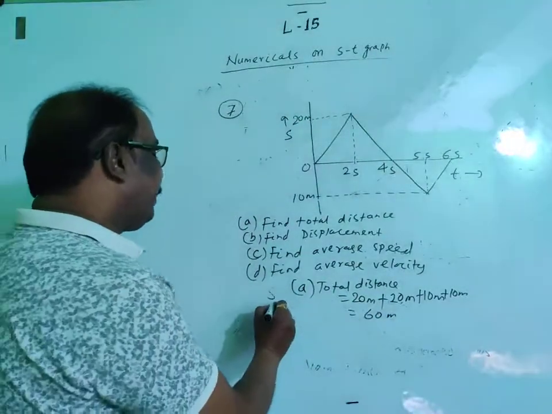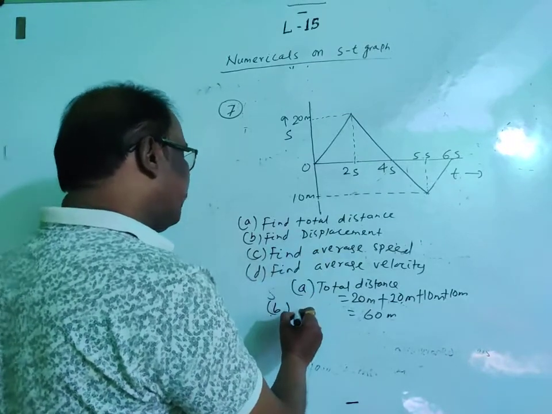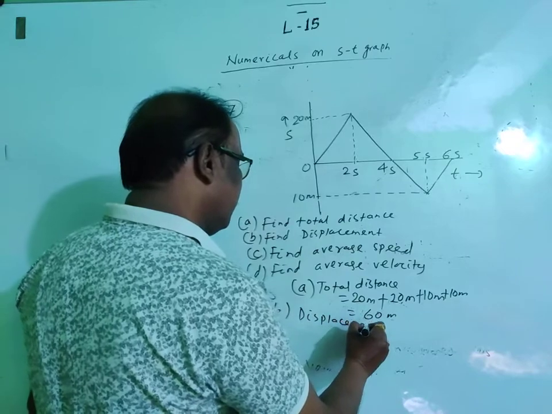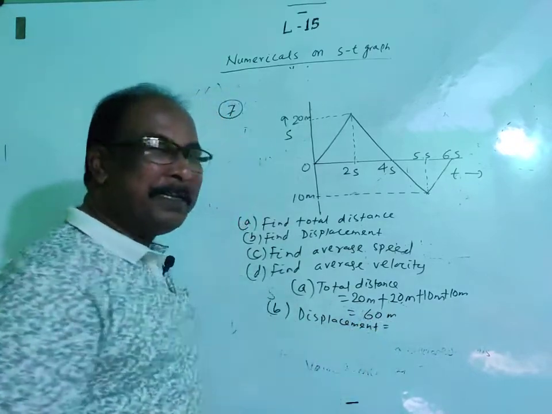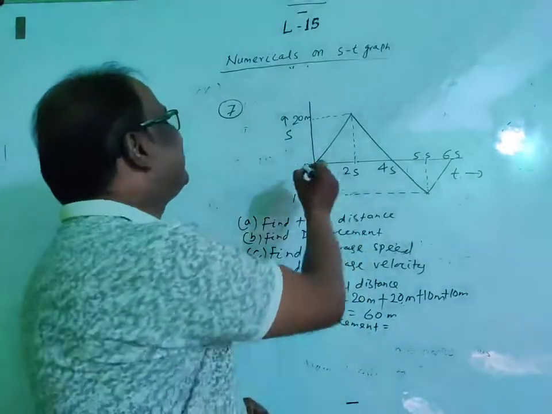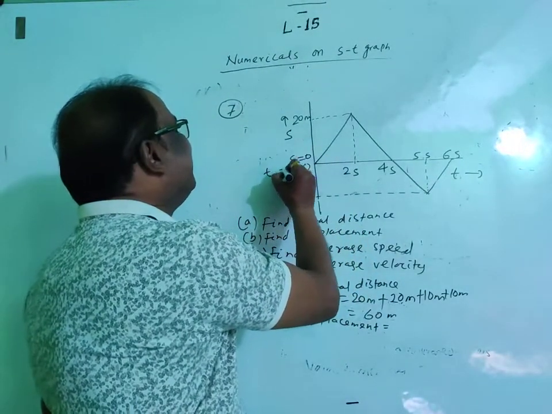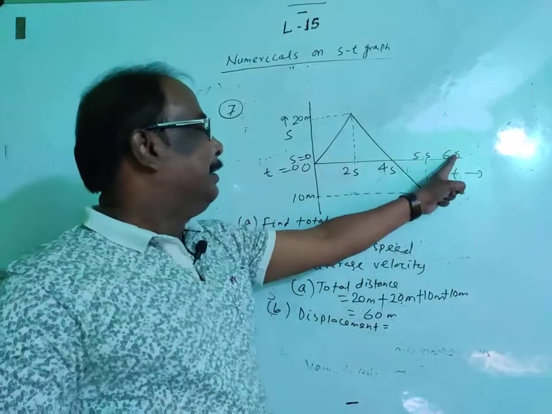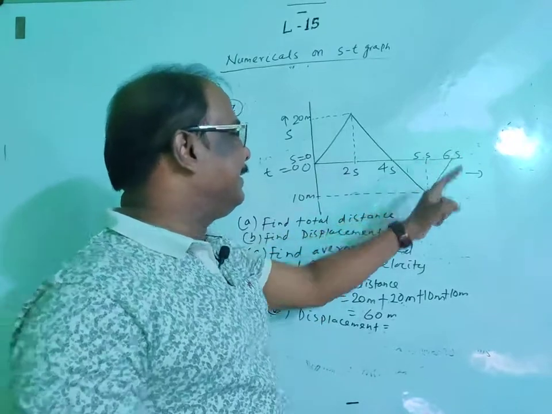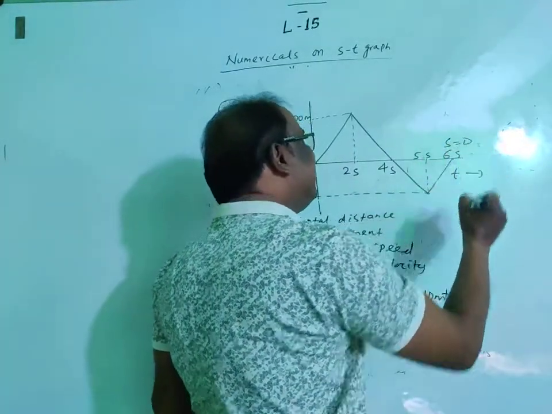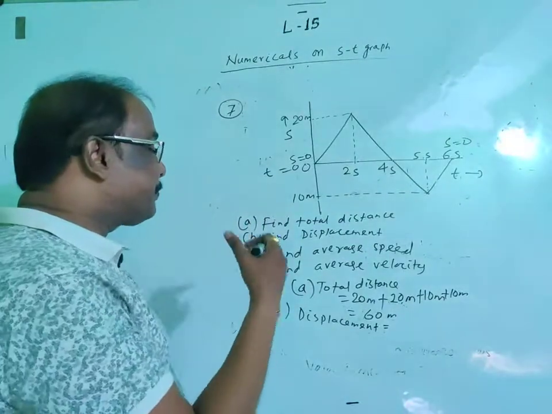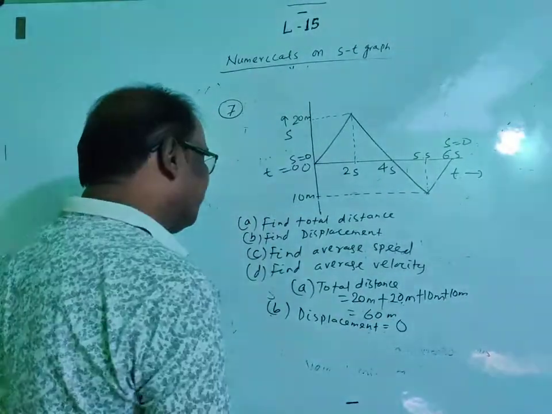Then what will be the displacement? See, this is the initial position. S is 0 when time is 0. So final time is 6 seconds. The body has returned back to the original position. Here also position is 0. So the body has returned back to the original position, means total displacement is 0.